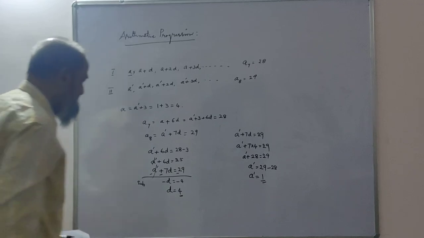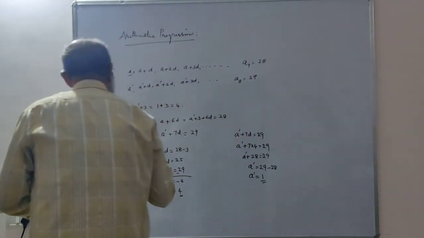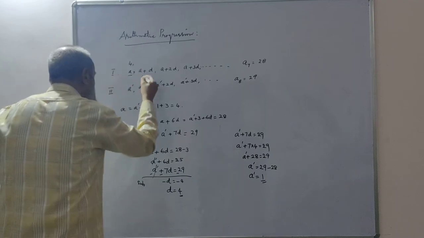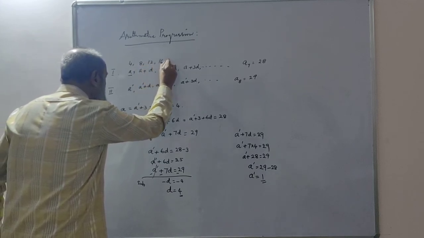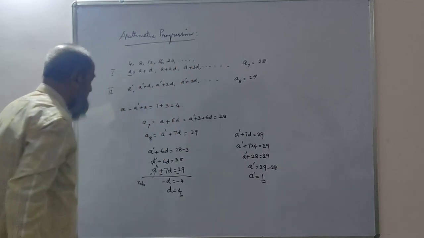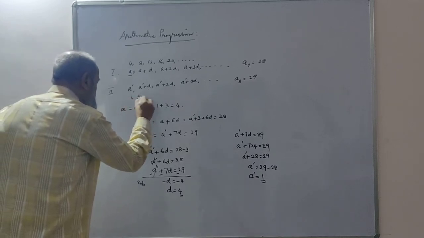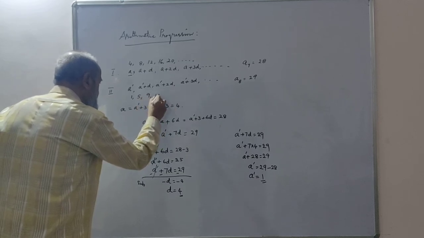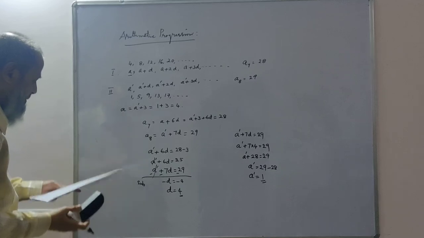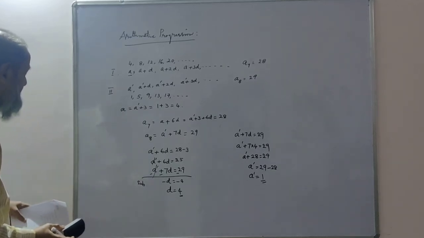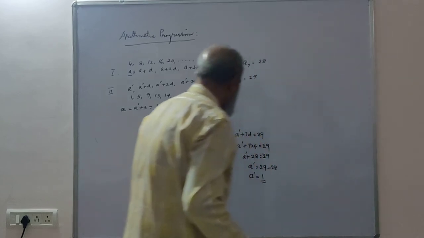Now with these values, we can write the two progressions. What will be the first one? A is 4. The first progression will be 4. The second number will be 4 plus 4, 8, 12, 16, 20, etc. That will be the first AP. The second AP will be 1, 5, 5 plus 4, 9, 9 plus 4, 13, 17, etc. So these are the two progressions. First progression is 4, 8, 12, 16, etc. The second AP is 1, 5, 9, 13, 17, etc. So this will give you 5 marks.